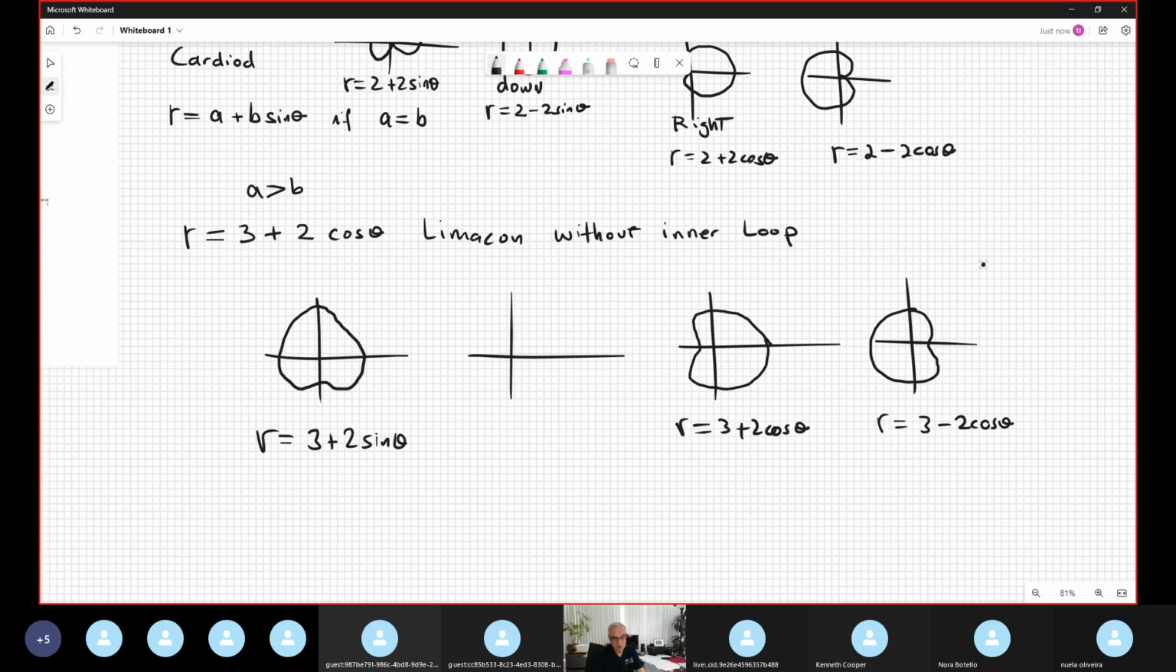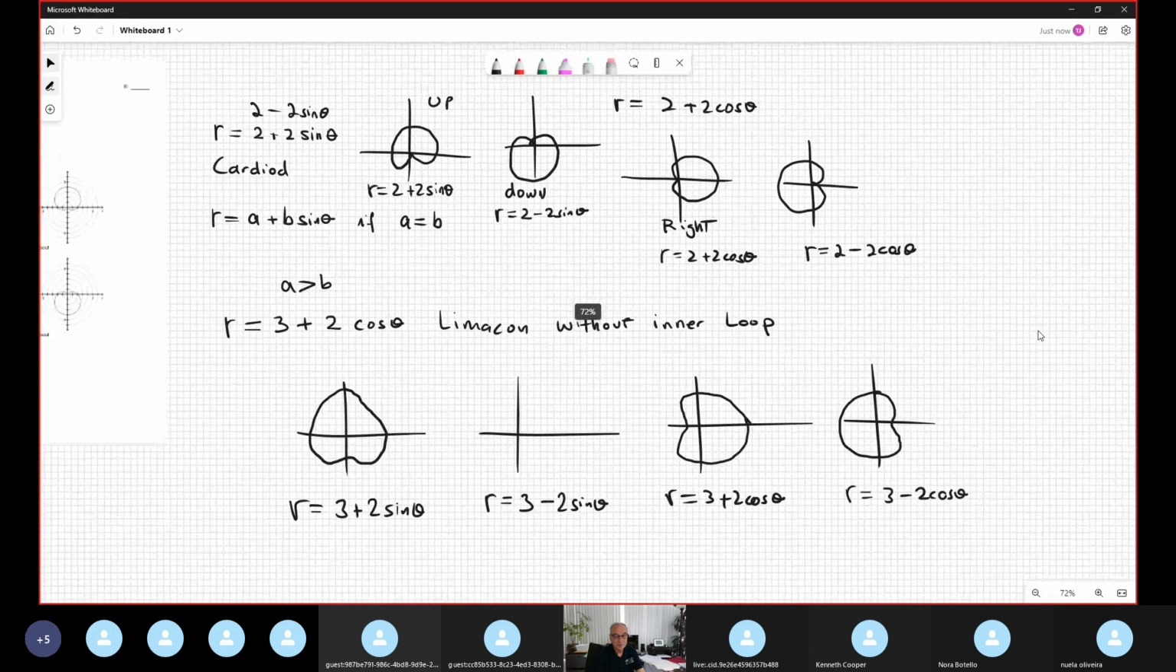The dimension depends on the number, right? The dimension depends on the number. And finally, 3 minus 2 sine is down. Down. Let me try to do my best. Something like that. Make sense? Limaçon without inner loop. Cardioid.